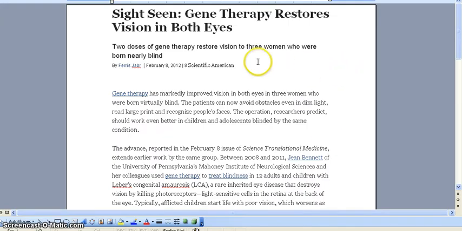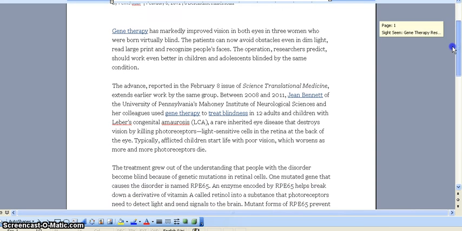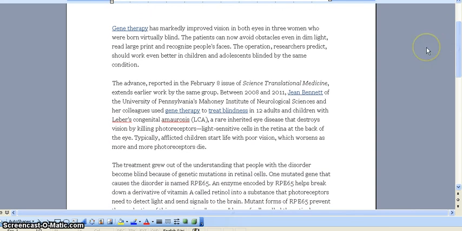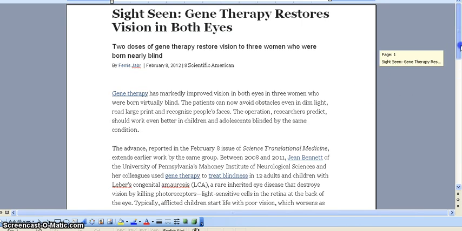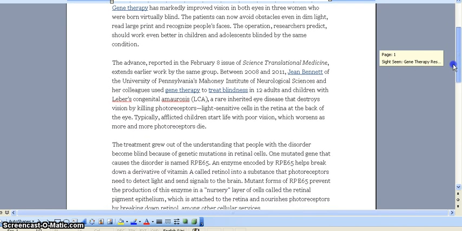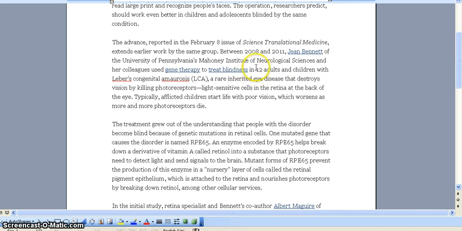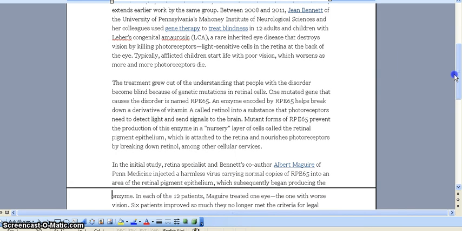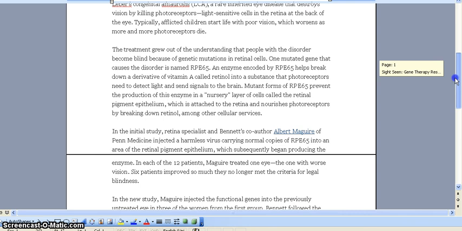First article is from 2012, and this is talking about how gene therapy has been used to restore sight in people who were born with a genetic defect that causes them to go blind. You can Google this if you want to, or pause it and read it. Basically, these people suffer from a condition known as Leber's congenital amaurosis, and so they're born and they can see, but then as they grow older, they slowly lose their vision until they're legally blind.